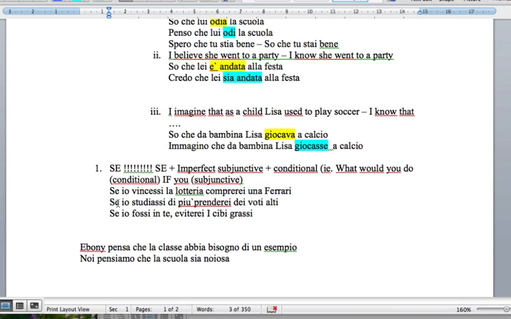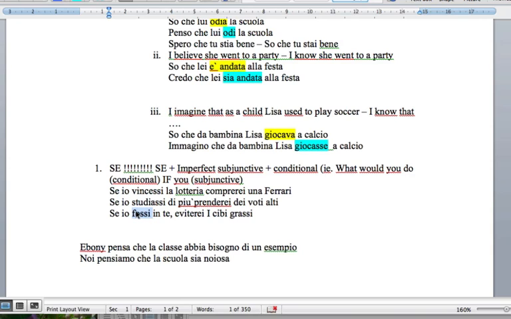Notice, a good way to remember that you need to use the subjunctive is se, and you'll hear the repetition of the sound. Se io vincessi, se io studiassi. So whenever you hear se, you should expect that repetition of a double s. Se io vincessi, se io studiassi. And indeed, you have already memorized a sentence like this. When we were doing advice in the conditional, I got you to memorize se io fossi in te, and whatever the condition, the advice was, eviterei i cibi grassi. Fossi, that's just essere, if I were you, in the imperfect subjunctive.